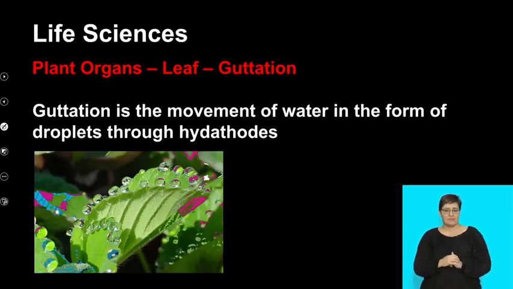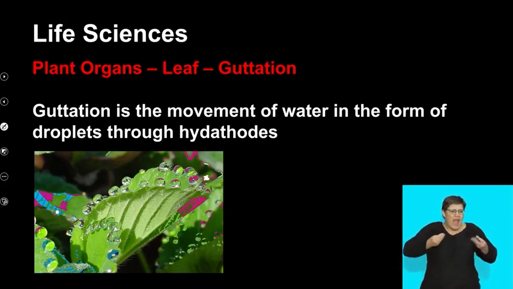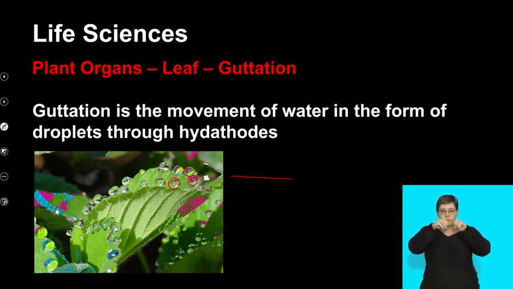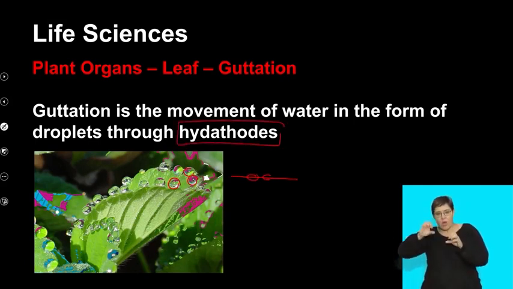The last concept that I want to look at here is called guttation. Sometimes the leaf can't lose water. Maybe it's too humid or whatever, and the leaf can't lose water by transpiration. It still needs to lose water. What it does though is it loses water droplets, alongside the leaf, through little holes called hydathodes.